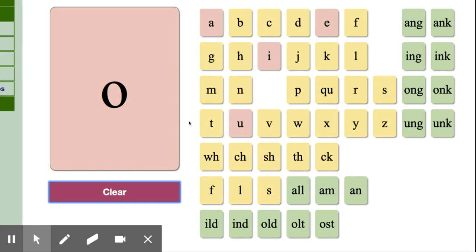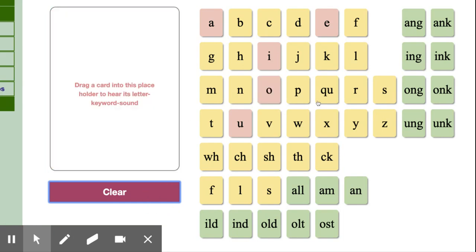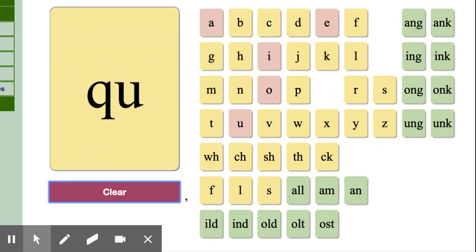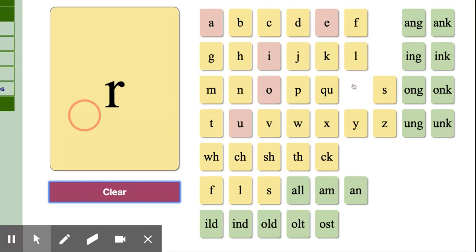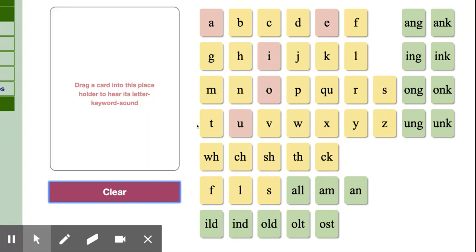O, octopus, ah. P, pan, p. Q, U, queen, qu. R, rat, r. S, snake, s. T, top, t.